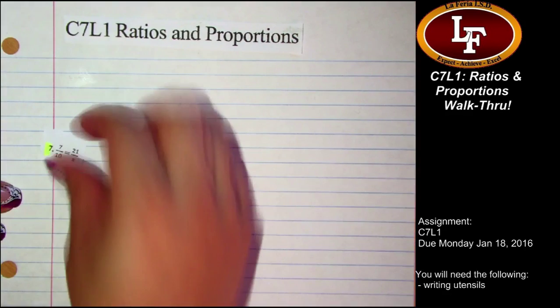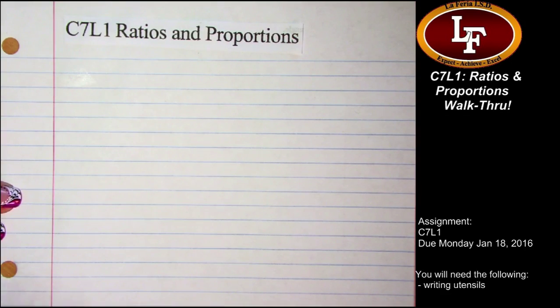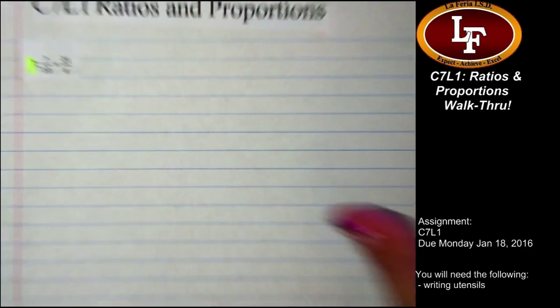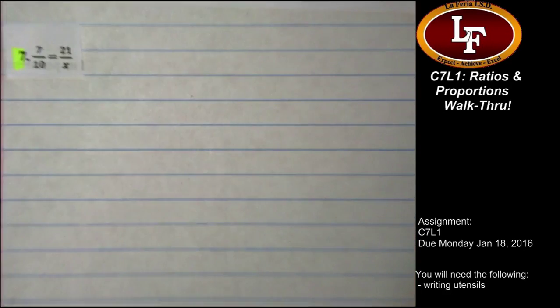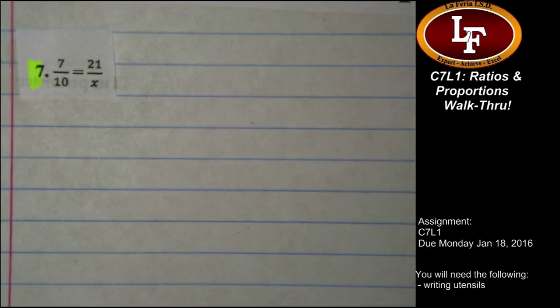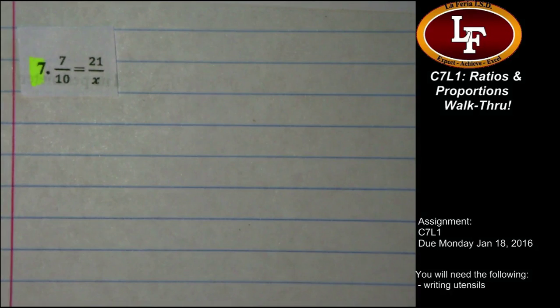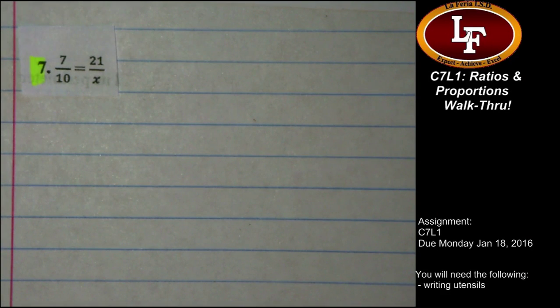Number 7 reads, I've got to zoom it in. Can we see it? Is that big enough? All right. It says 7 over 10 equals 21 over x. Now what we have set up here is a proportion. And hopefully you guys have your notes, so pull out your notes.